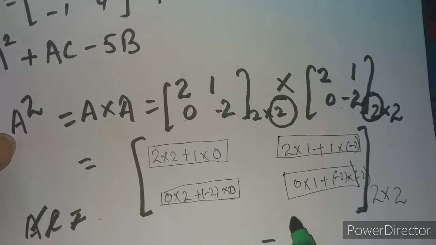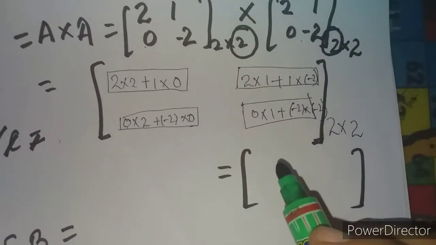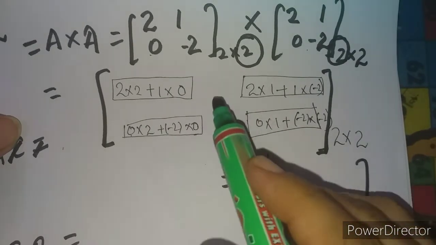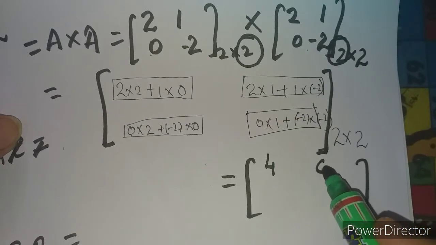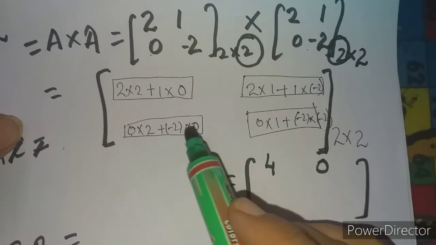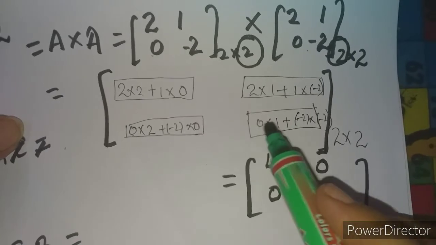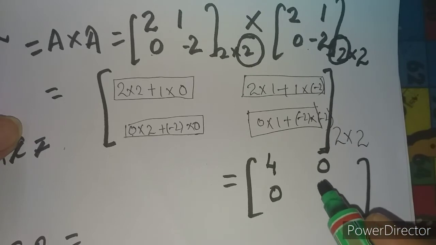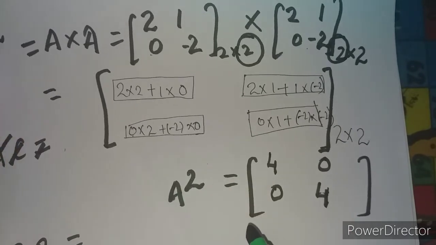So finally the answer of A square, what we will get from here, the answer of A square will be 2 twos are 4 plus 0. So it is 4 only. Then 2 ones are 2 plus minus 2. It will be 0 only. And from here 0. And from here also 0. 0 plus 0 is a 0 only. Then 0 cross 1 is 0 and minus 2 cross minus 2 will be 4. So 0 plus 4 will be 4. So this is the answer of our A square, right?